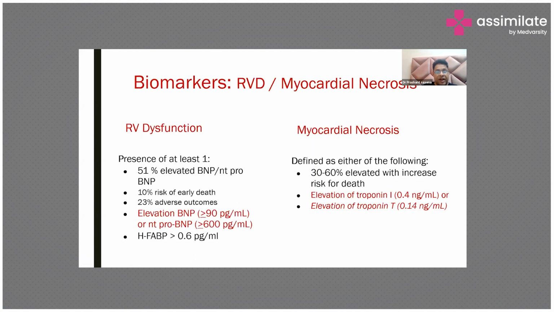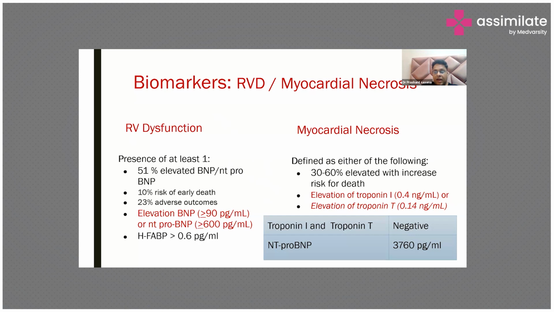And then we sent the biomarkers. Please remember that for RV dysfunction, you can send an NT-proBNP or a BNP, and values are there. Also remember that proBNP is raised in both RV and LV dysfunction. But if you are suspecting RV dysfunction, you can send a proBNP. For myocardial necrosis, you can look at the troponins, troponin I or troponin T elevation, CPK-MB. In our patient, the NT-proBNP was 3,760. So definitely there were signs of RV dysfunction, and troponins were negative, so there was no myocardial necrosis.